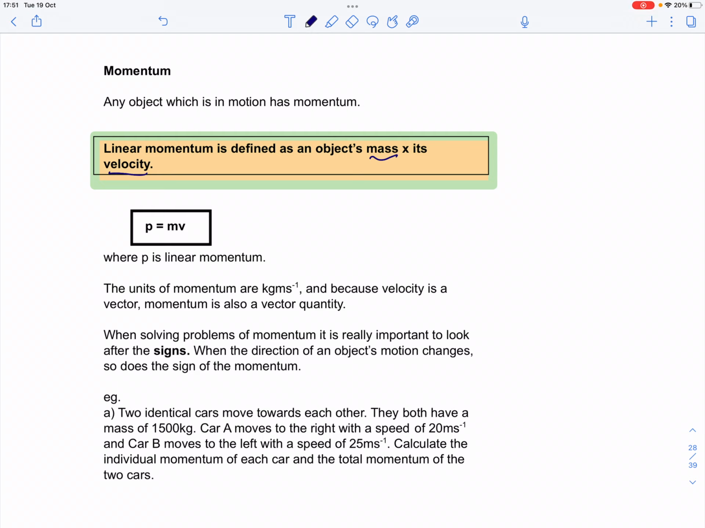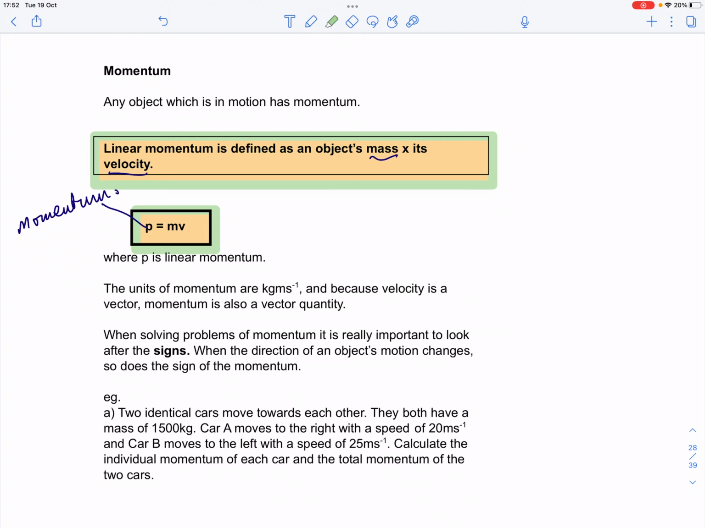It's defined as the object's mass, m, multiplied by the object's velocity, v. So effectively, the more mass an object has, or the faster it's going, the more momentum it has. As an equation, we have P is equal to mv. We can't call momentum m because we've already got m, so we give it the symbol P. P is the symbol for momentum, m is mass and v is velocity.